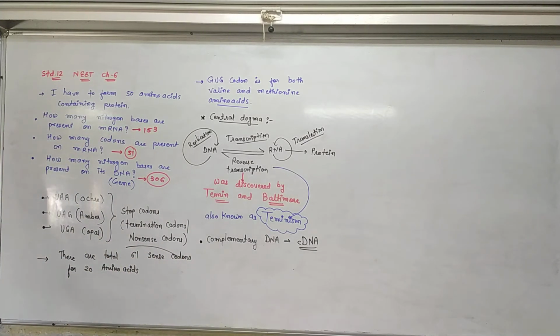So complementary DNA can be represented as a small cDNA. And please remember that sometimes a question will be asked like that: AIDS is an example of retrovirus. HIV is also an example of a retrovirus. Onco, you know that the word onco is related to cancer, right? Oncogenesis, where cancerous cells are formed. So in that also, a virus is involved. Okay, so sometimes the question will be asked like that.